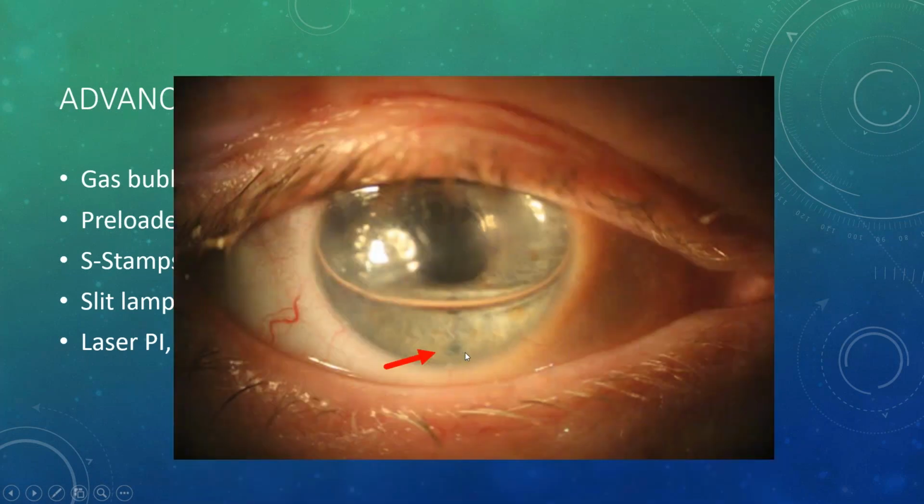This is an example here of a patient one day after a DMEK, and you can see the inferior peripheral iridotomy. This is to prevent pupillary block from the gas in the eye, and to allow aqueous to communicate with the posterior and the anterior segment through the PI, since the pupil is completely occluded by the gas.